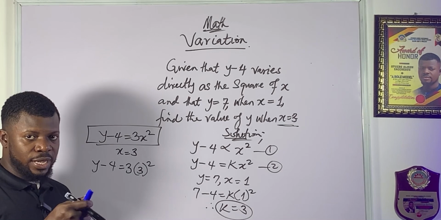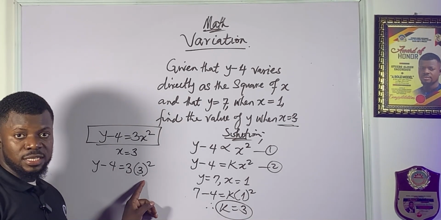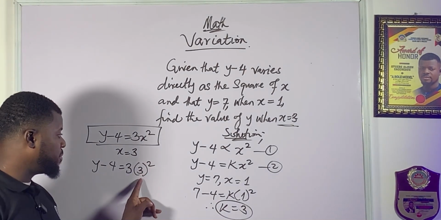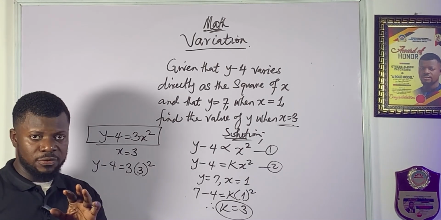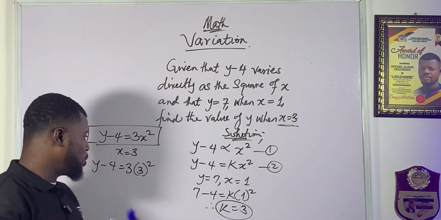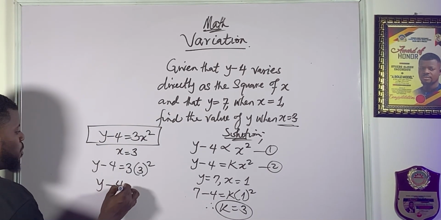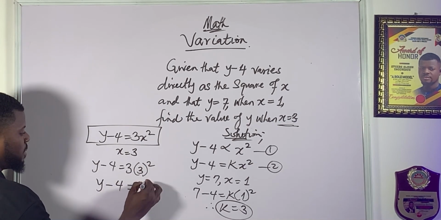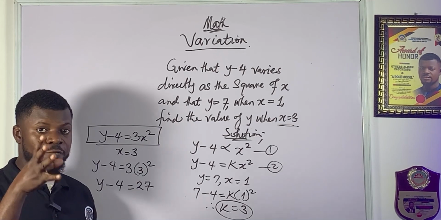That is not correct, because this 3 can have access to this 3 inside the bracket. The first thing you must do is to make sure that you take the square of this 3, and that gives you 9. Then multiply 9 by this 3, that will be 27. You can see the margin between 81 and 27. You would have failed that question. So don't do that next time. Y minus 4 will be equal to 3 squared, that will be 9. 9 times 3, 27.